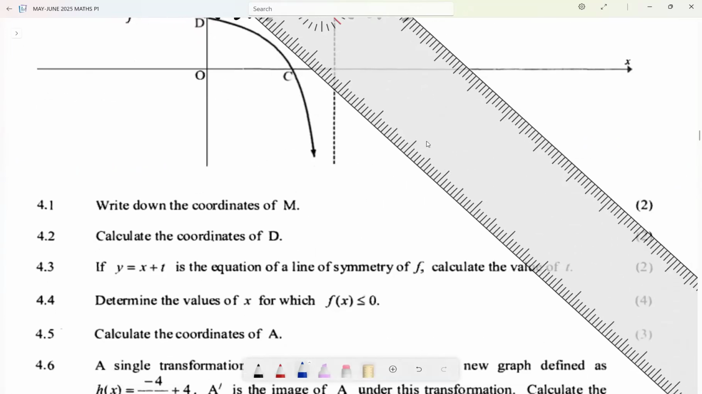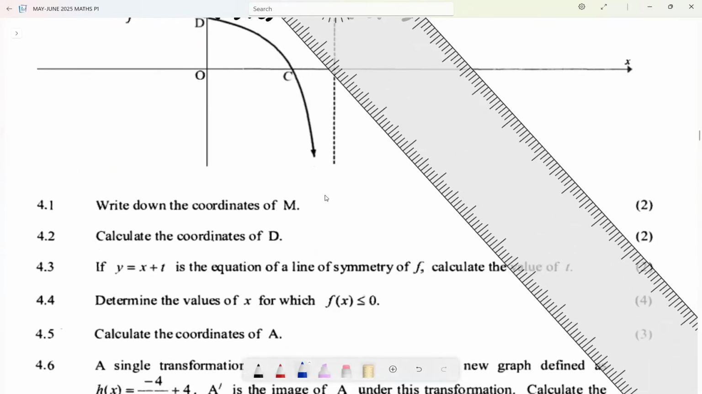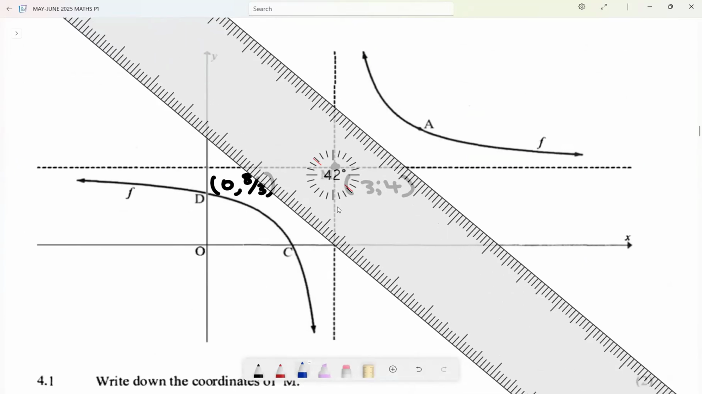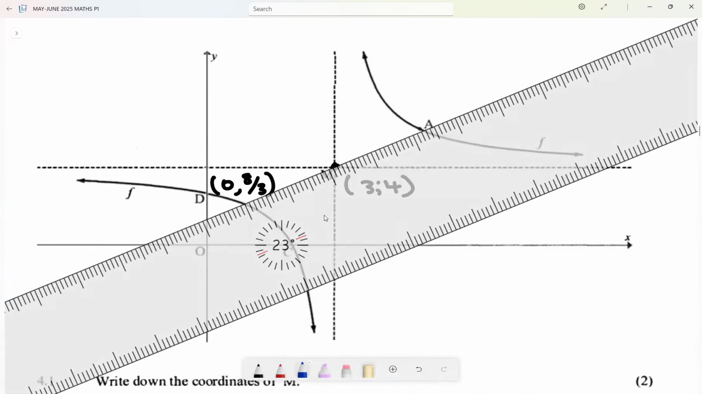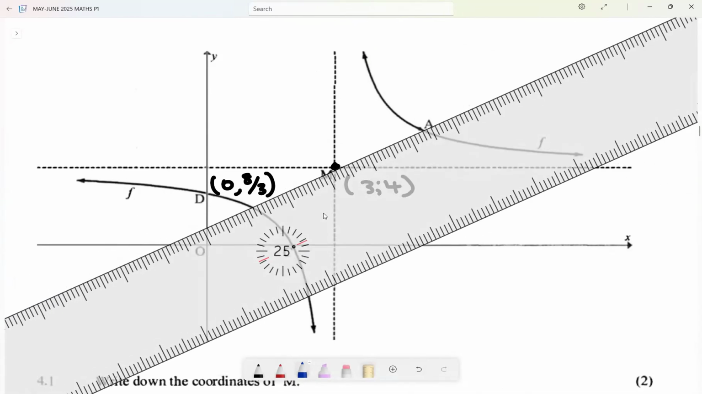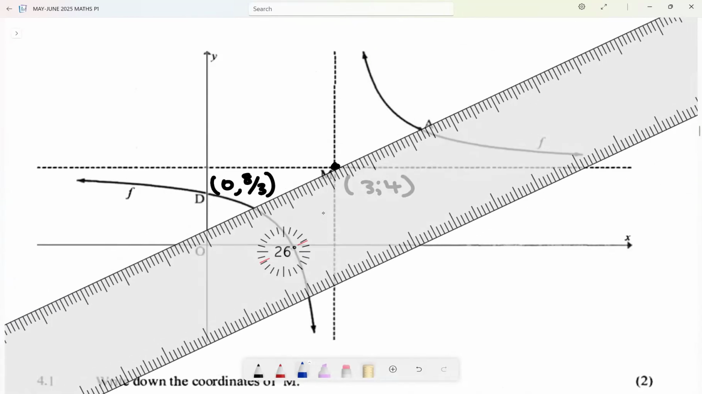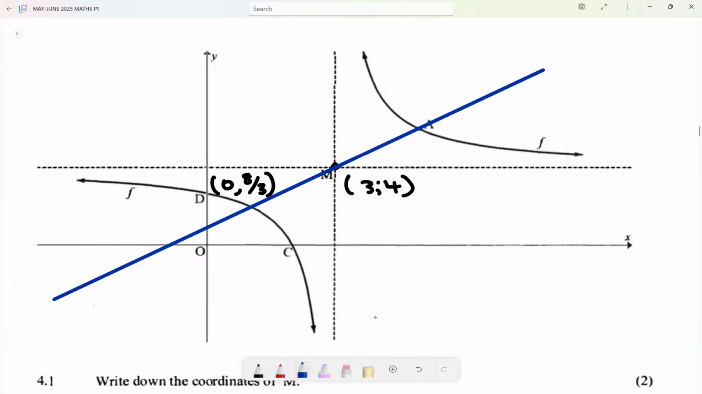It's going to pass here. Let me do this, guys. It's going to pass here with a positive gradient. It's going to pass here. It's going to pass there like that. I'll use a different color. Okay. So it's that, guys.